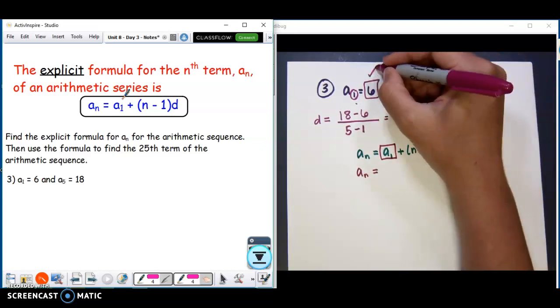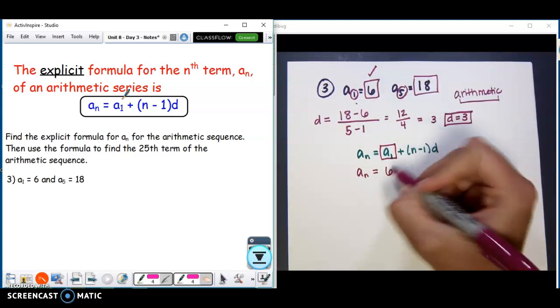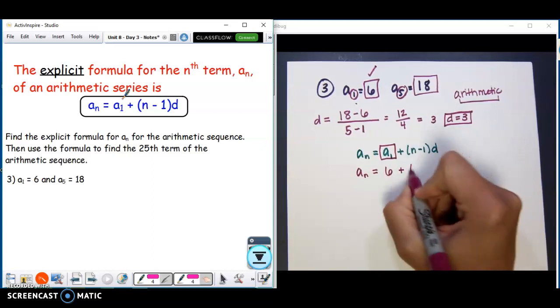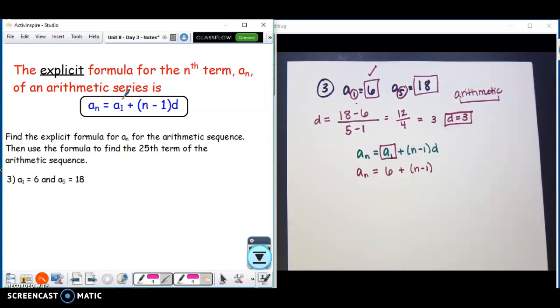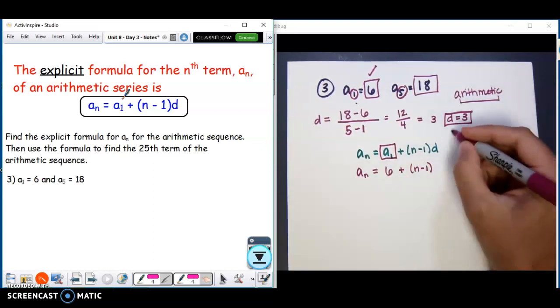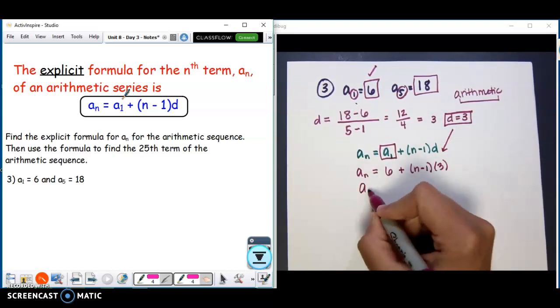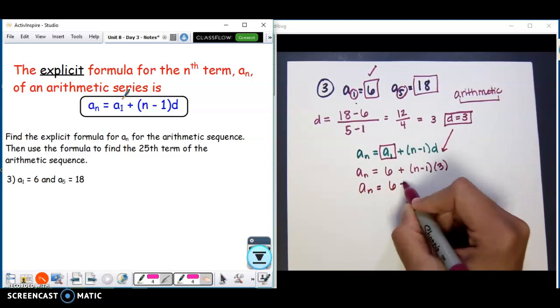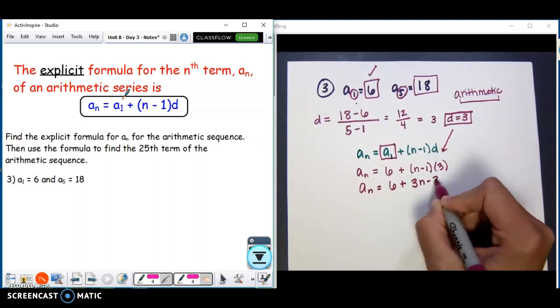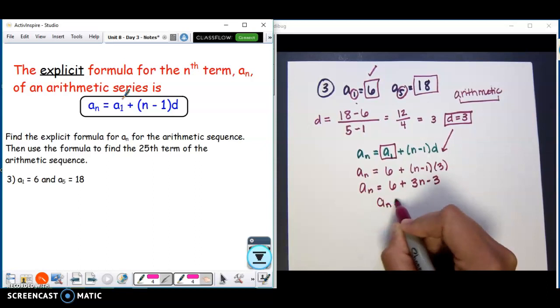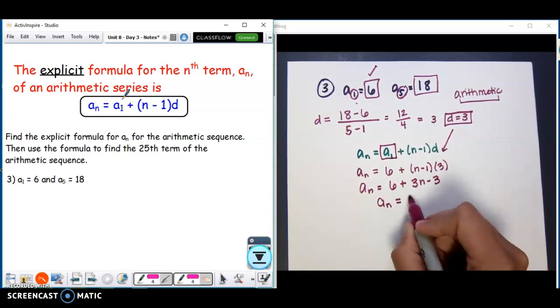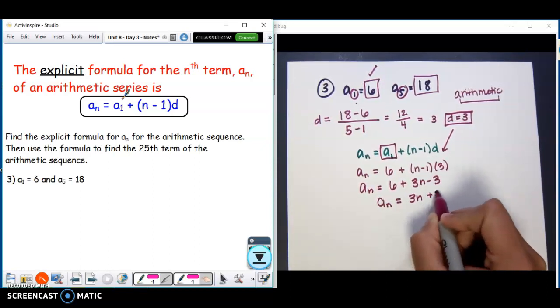Well, luckily we have the first term here. So we have that as 6 plus n is the variable that we're going to keep, and then our common difference we just found, which was 3. So then we could just simplify this out by distributing that 3. So our a sub n, or our explicit formula, is going to be 3n plus 3.